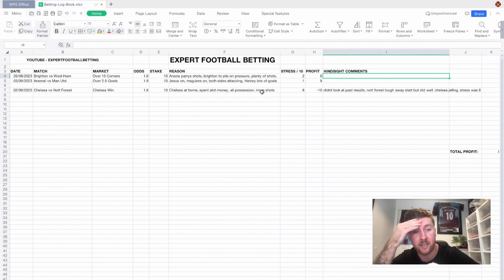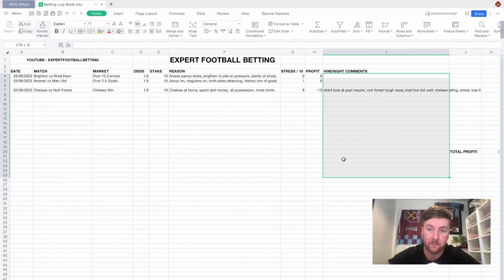For example, the Chelsea game. Chelsea are at home. They spent a lot of money, all the possession, more shots. But then you missed out on looking at past results and who Forest have played in the past. And you sit and you think, oh man, that's why. So ideally, you don't want many in here, but you're gonna.